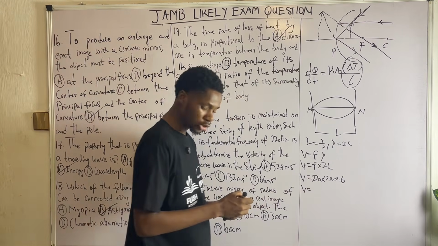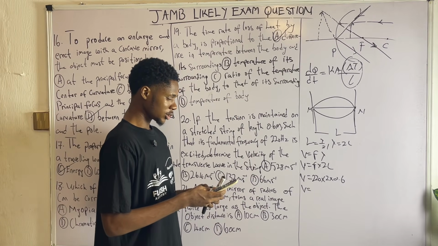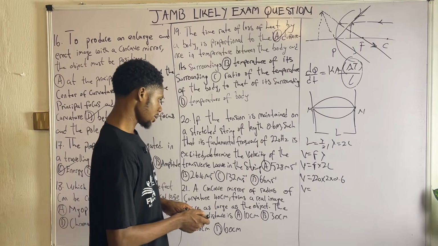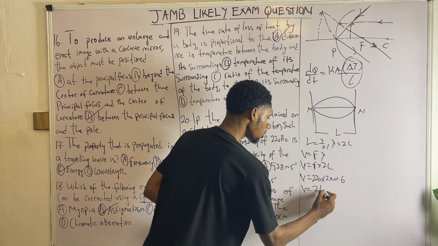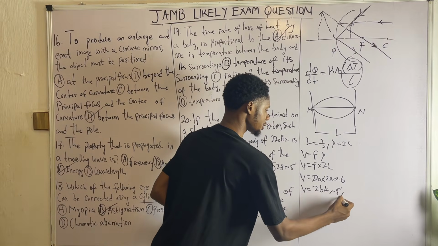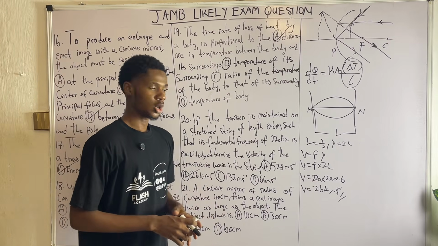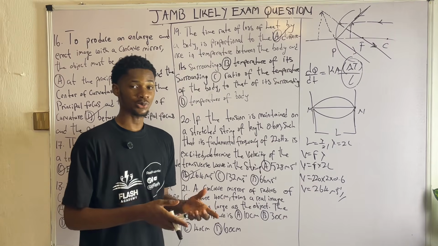So when you do the math, we have 220 times 2 times 0.6. That's 264 meters per second. That should be option B, 264 meters per second. Very, very easy. You can learn more on this in one of my videos. These are likely examination questions this year, and you must practice them.